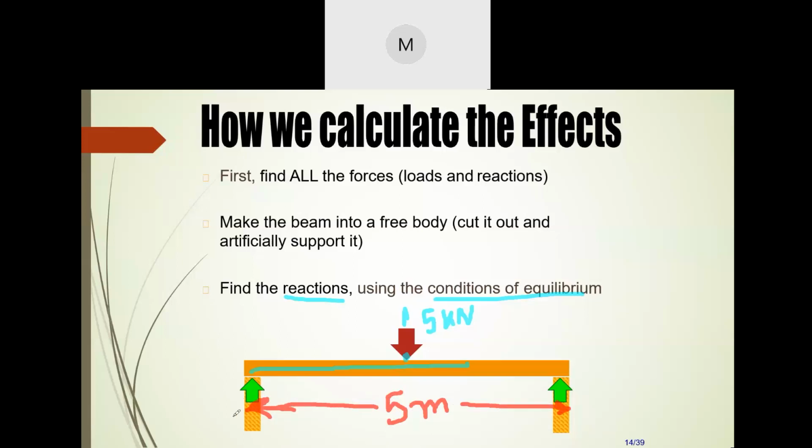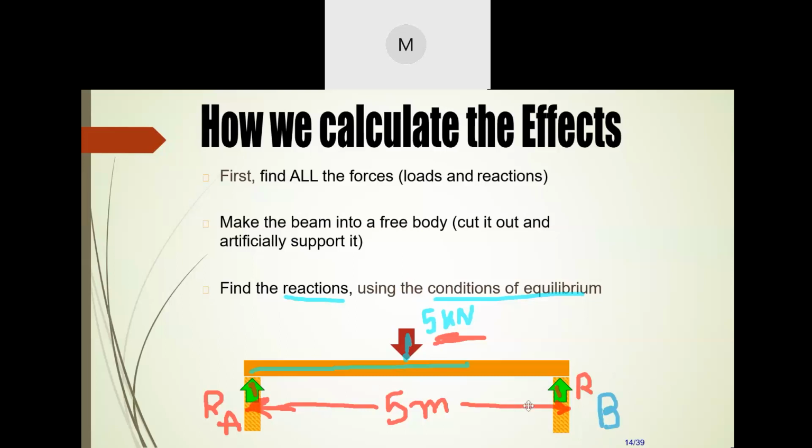Now let us consider this point as A and this point as B. From Newton's third law of motion, we all know every action has an equal and opposite reaction. Here the action is in the form of this load, 5 kilonewton, and the opposite reaction will be given by these two supports. So we'll have two support reactions, RA and RB.